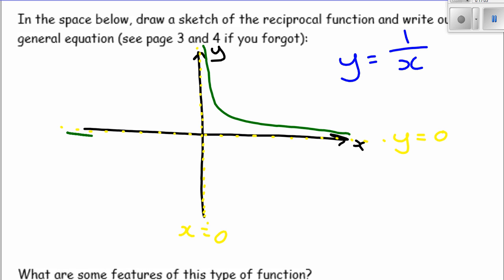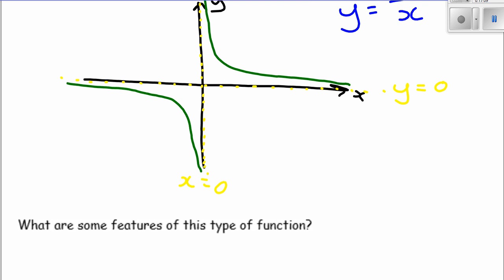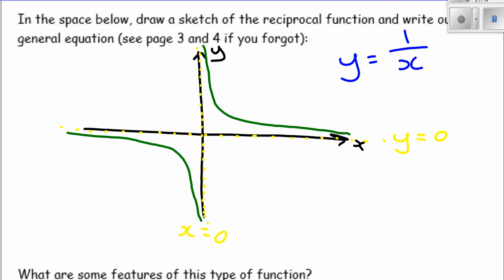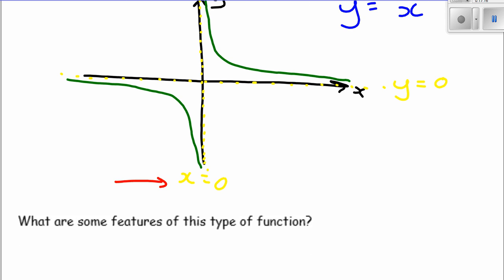Wait, so the x equals 0 is because you can't divide by 0, and the y equals 0 is because no matter what 1 is divided by, it will never reach 0. Yeah, good, that's a good point. So that might be worth a little note on why these things. This one is because you cannot divide by 0.